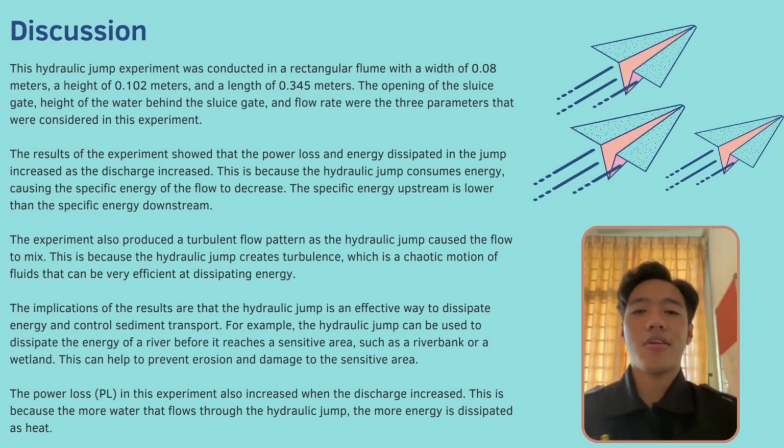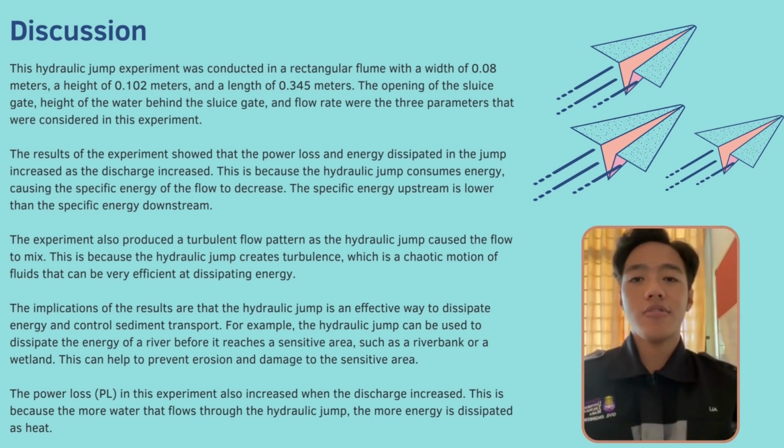This hydraulic jump experiment was conducted in a rectangular flume with a width of 0.08 meters, a height of 0.102 meters, and a length of 0.345 meters. The opening of the sluice gate, height of the water behind the sluice gate, and flow rate were the 3 parameters that were considered in this experiment. The results of the experiment showed that the power loss and energy dissipated in the jump increased as the discharge increased. This is because the hydraulic jump consumes energy, causing the specific energy of the flow to decrease. The specific energy downstream is lower than the specific energy upstream.